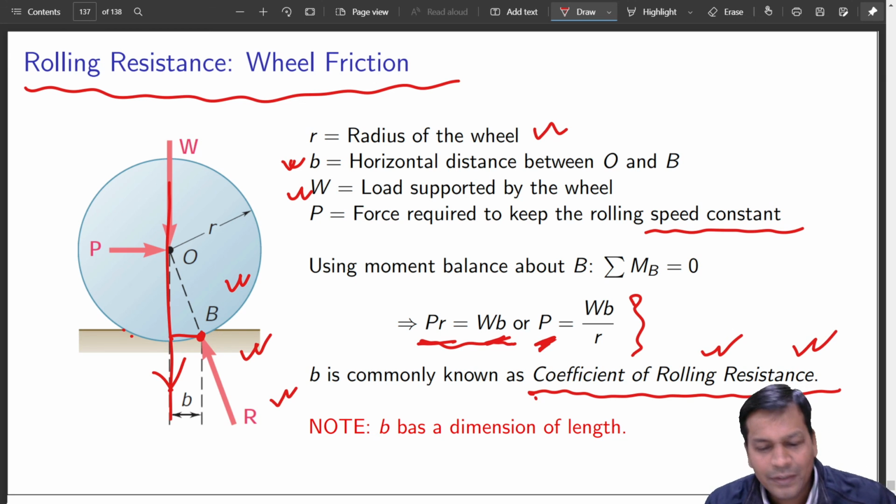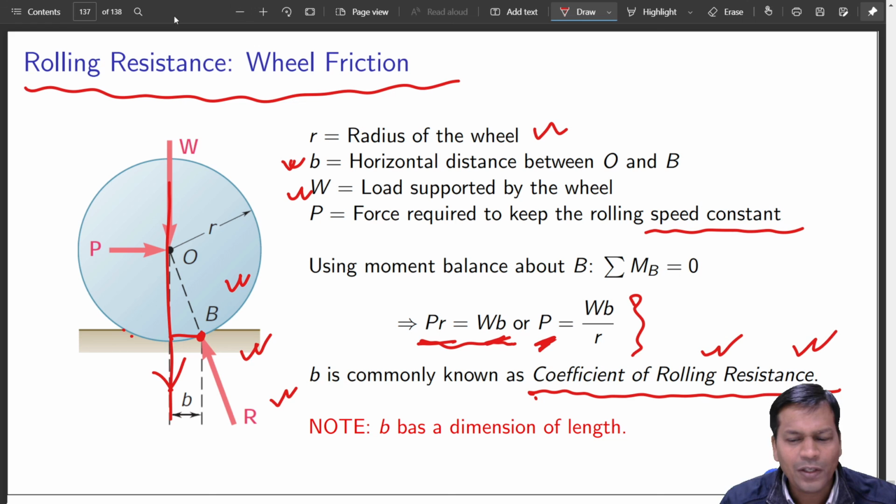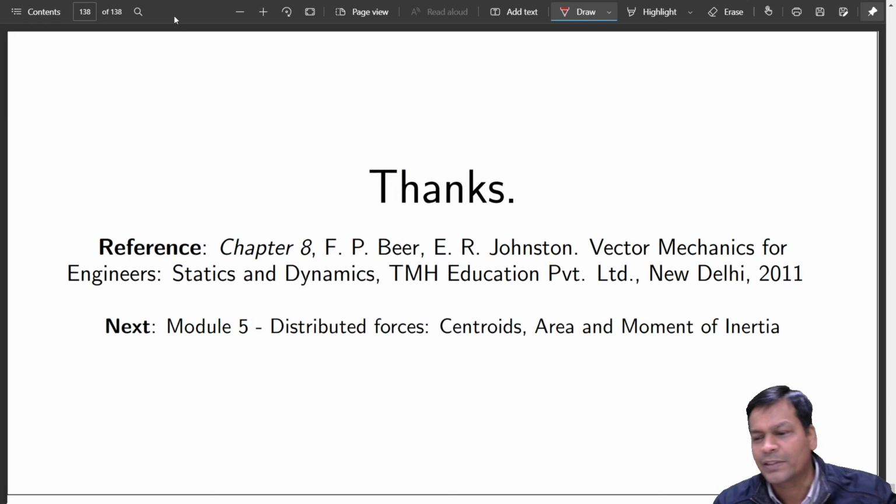That's all. I think that should be good enough. So that's all for this. Thanks. I won't continue with numericals on this. I hope you got this.